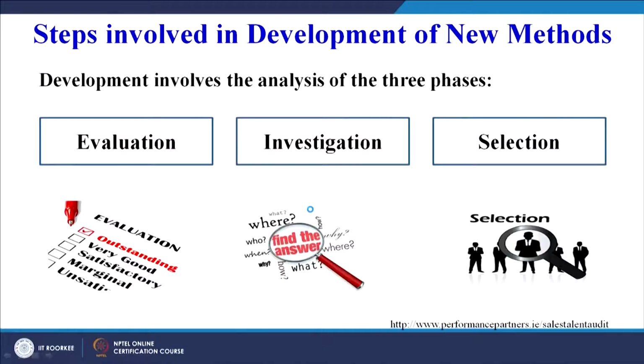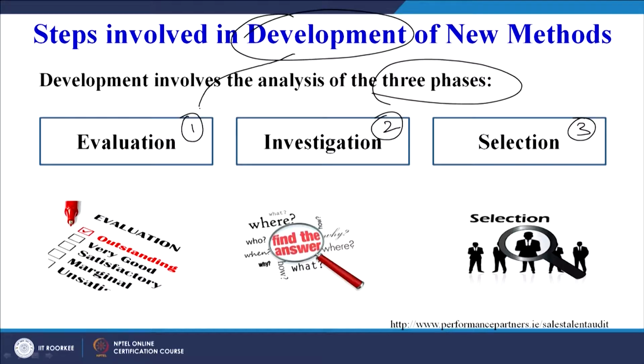Now, steps involved in development of the new method. Development involves analysis in 3 phases. So what are these 3 phases? The first one is evaluation, the second one is investigation, and the third one is selection. And overall we are trying to develop a new method, and it must be a better or the best method of doing the work.